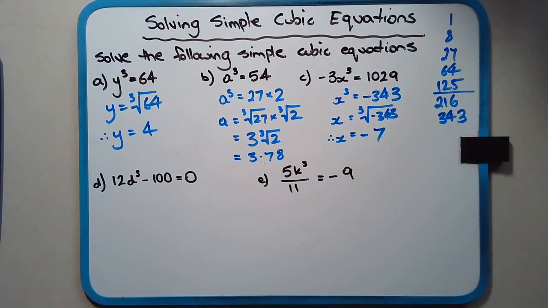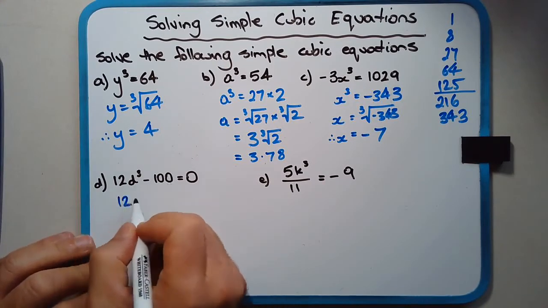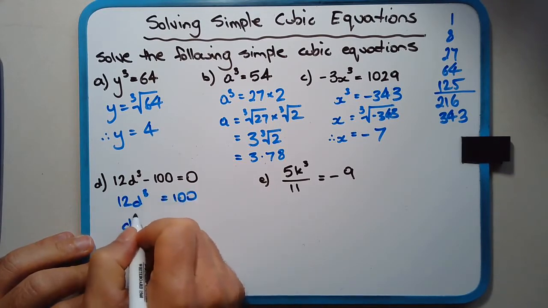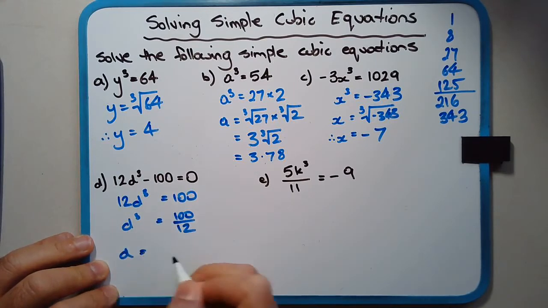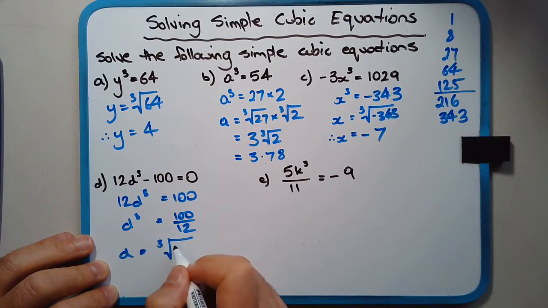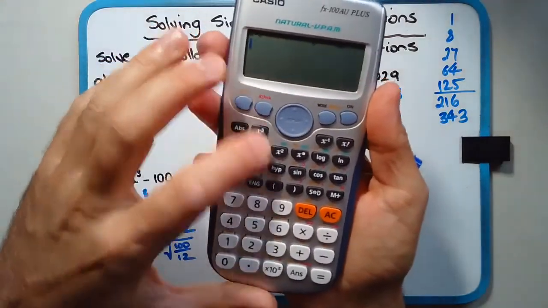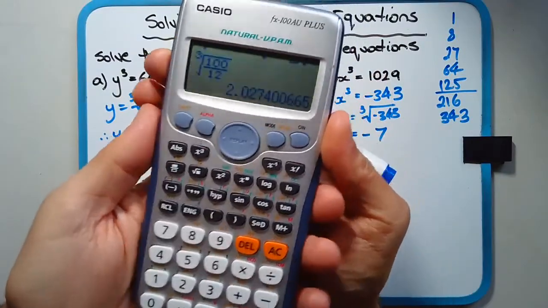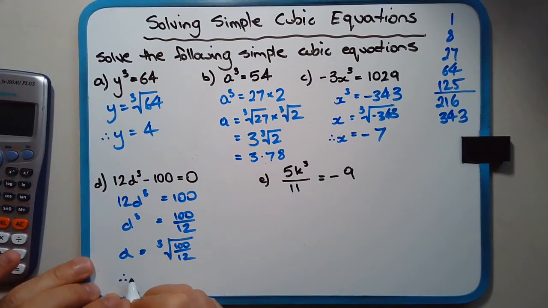All right, let's move on now to part D. 12d cubed minus 100. Again, we can move the 100 over to the other side. So 12d cubed is equal to 100. d cubed is equal to 100 on 12. d is equal to the cube root of 100 on 12. Just type it into your calculator, and answer to whatever number of decimal places you're directed to. So this could be 2.03. Therefore d is equal to 2.03.